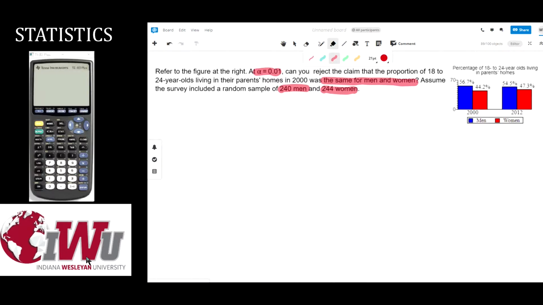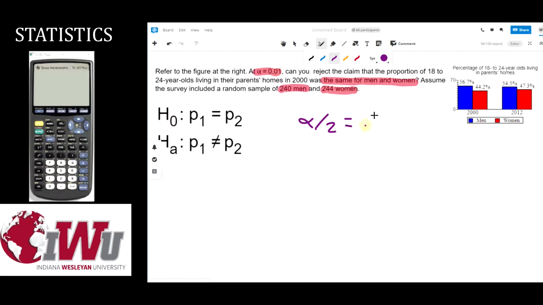Let me type this out here. So basically we are looking at the same. So we're looking at equal to versus not equal to. And let's just type that out to make it nice for you. Okay, here you go. Null hypothesis, they're equal. Alternative, not equal. All right, next part. Just remember, this is not equal to. And since it's not equal to, we know that this is going to be two-tailed. And again, now we're doing hypothesis testing. So we're going to take the alpha and we'll divide by 2. So 0.01 divided by 2, we have 0.005.